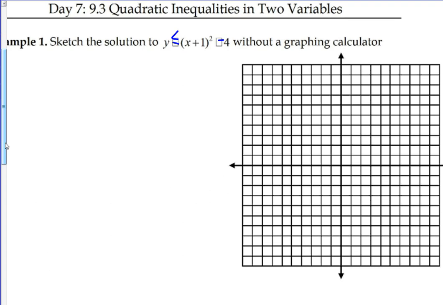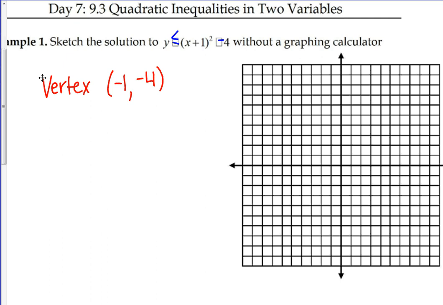y is less than or equal to (x plus 1) squared minus 4, without a graphing calculator. Where do we start? Vertex. What is the vertex? Because this is in vertex form, negative 1 is the x. Remember, for the x, it's the opposite sign because it's x minus p squared. Comma, negative 4. Q is usually plus q, so the q value here is negative 4.